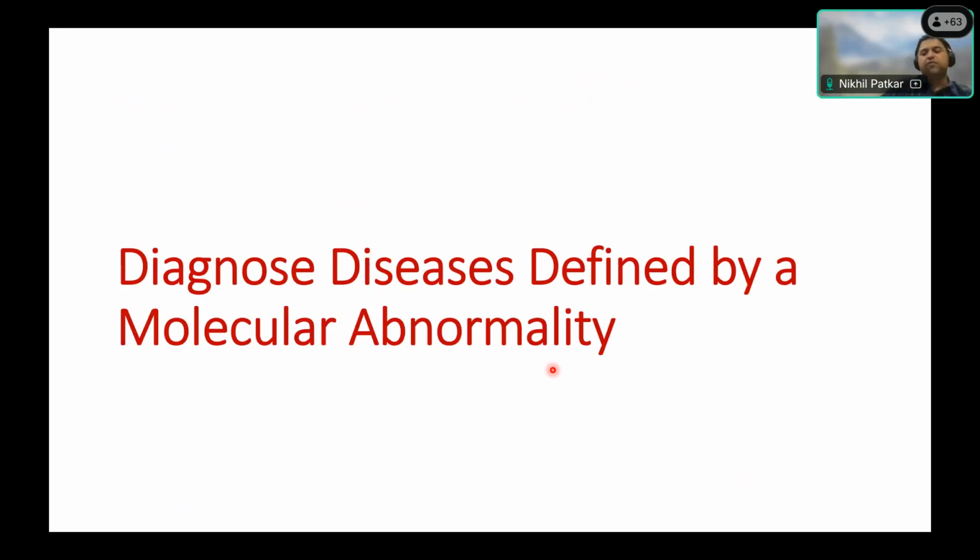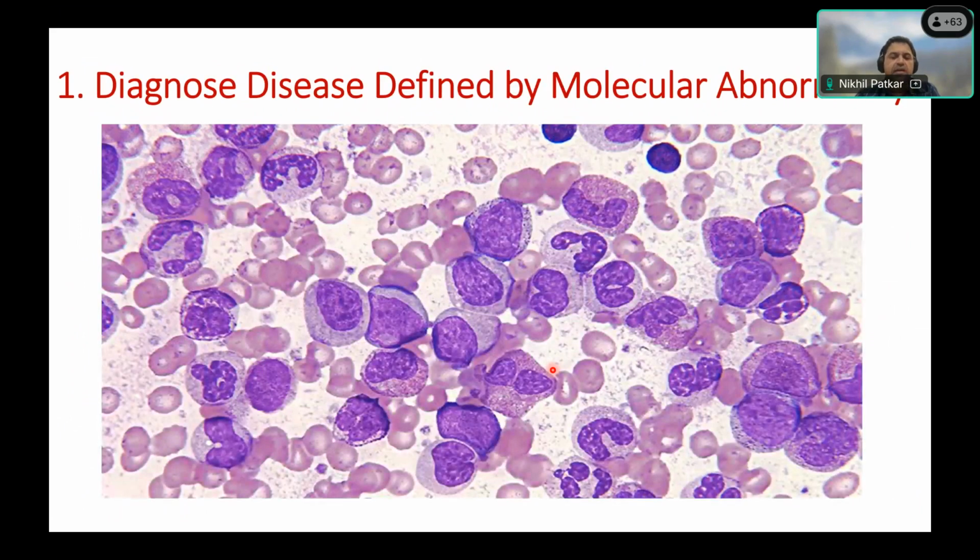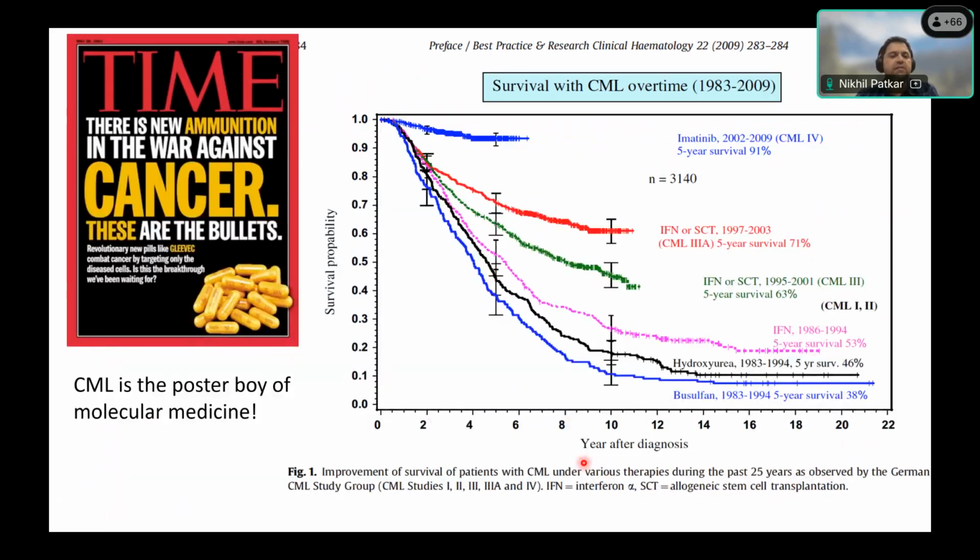So let us see some of the examples which are there. First is to diagnose diseases defined by a molecular abnormality. So as any undergraduate or at least an MD pathology student can tell you, this picture is not normal. There is obvious leukocytosis here with an increase in myeloid cells in the peripheral blood film, as well as an increase in eosinophils and basophils. And this patient most likely has a myeloproliferative neoplasm, which is likely to be CML.